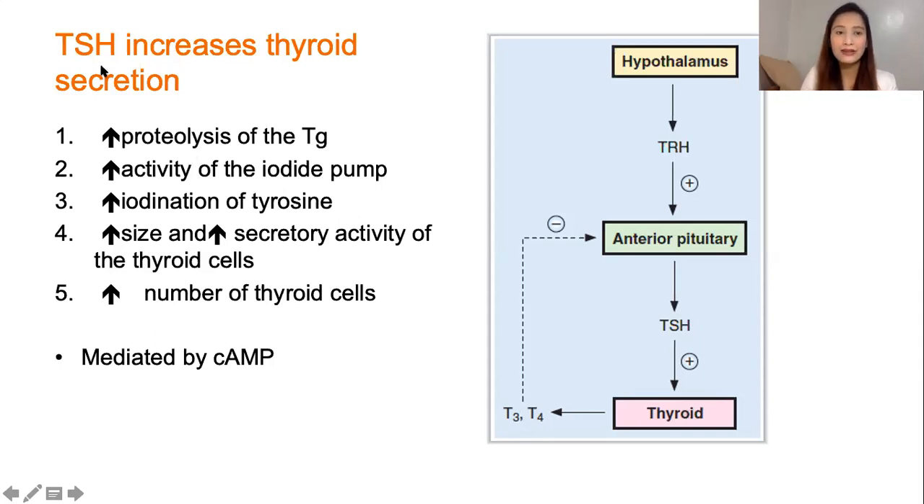Again, your TSH increases thyroid hormone secretion by increasing proteolysis of the thyroglobulin, increasing the activity of the sodium iodide importer, increasing iodination of tyrosine, increasing the size and secretory activity of the thyroid cells, and increasing the number of thyroid cells. So patients with central hyperthyroidism, patients who have excessive production of TSH coming from the pituitary, can also manifest with goiter because of the increase in the number of thyroid cells.